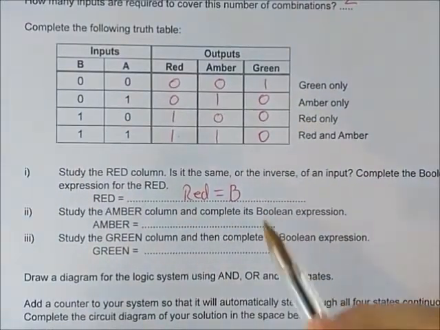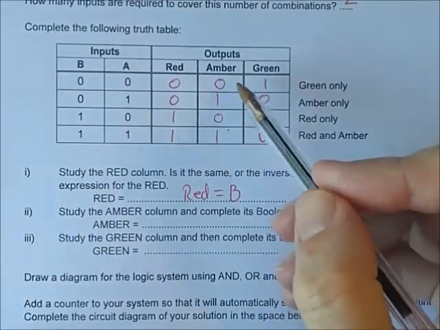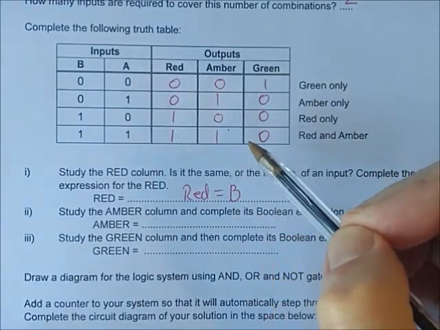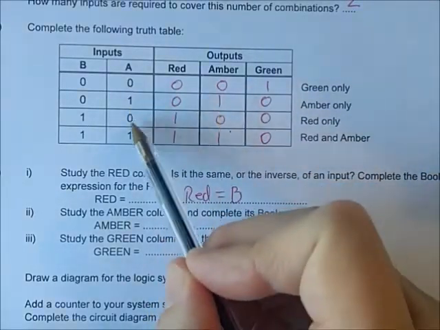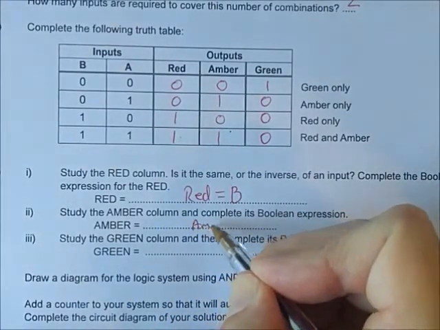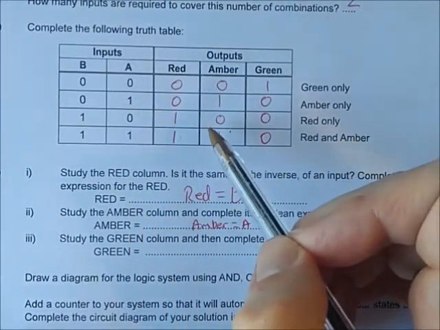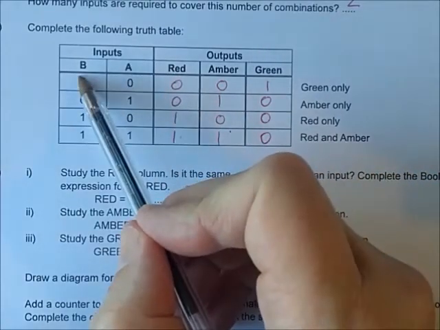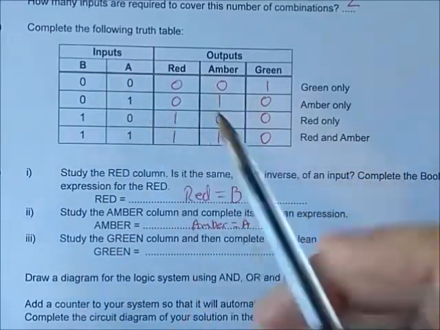Next one up, I've got amber, so I need to work out what the amber does, and it goes 0, 1, 0, 1. Same thing, I know that that's not an output from a single logic gate, so I could combine logic gates together, but same thing, I'm looking over here and it's exactly the same as the input from A. So I can put that amber just equals A. There's no logic there at all, no logic gates needed. It's just a direct copy. So red is doing whatever the B input does, and amber is doing whatever the A input does.